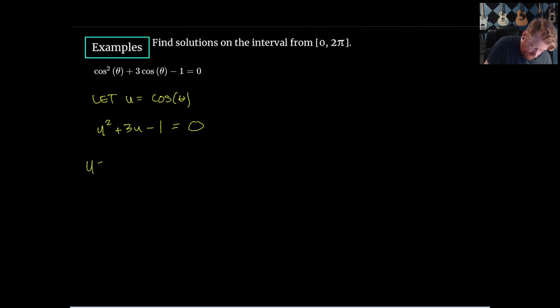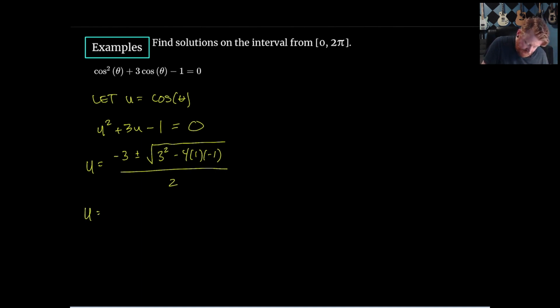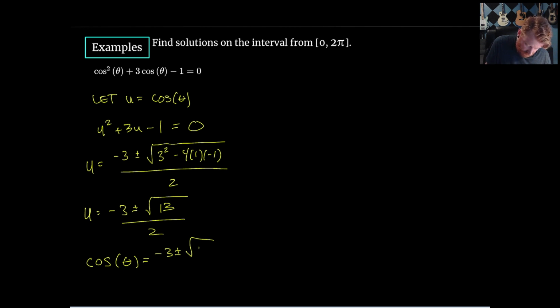So just plugging that in, we're solving for u. Remember, the quadratic equation solves for the variable here. We're going to get u is equal to -b plus or minus the square root of b squared minus 4 times a times c all over 2. And then simplifying here, we're going to get -3 plus or minus the square root of 13 over 2. Okay, again, we're not trying to solve for u, we're trying to solve for theta, and we made the substitution. So what we actually have here is that the cosine of theta equals -3 plus or minus the square root of 13 all over 2.